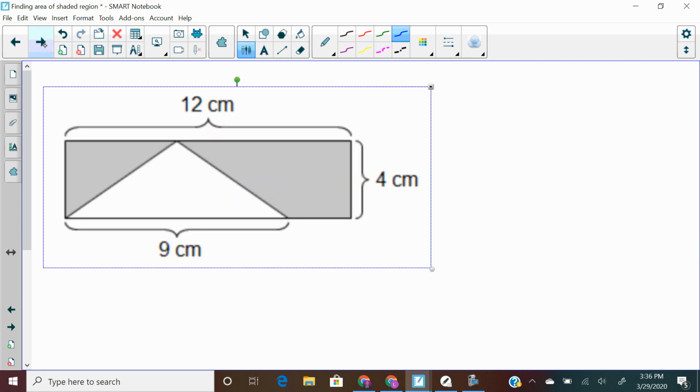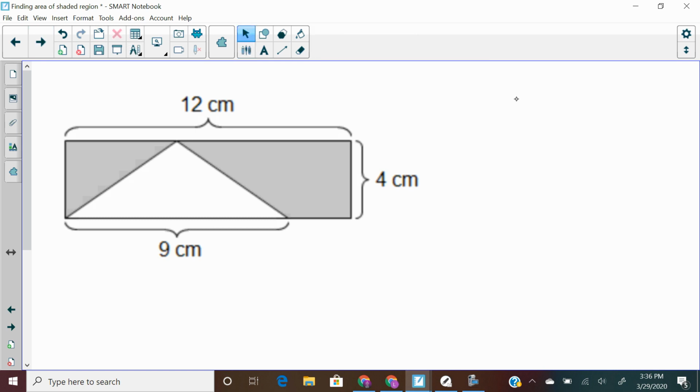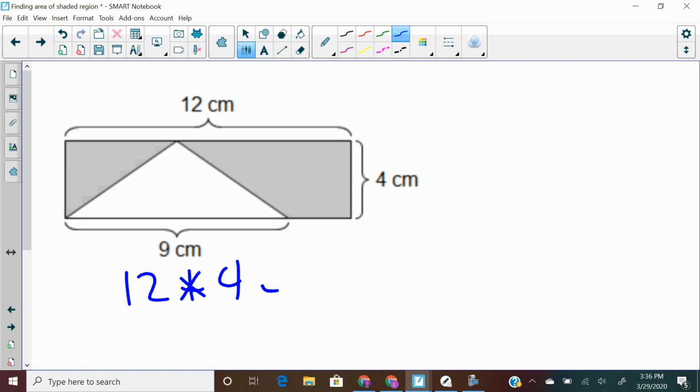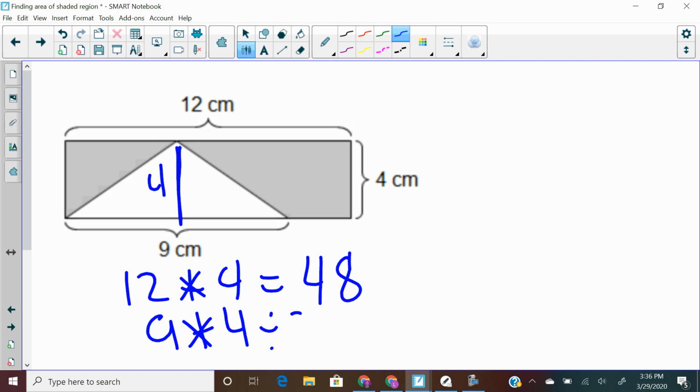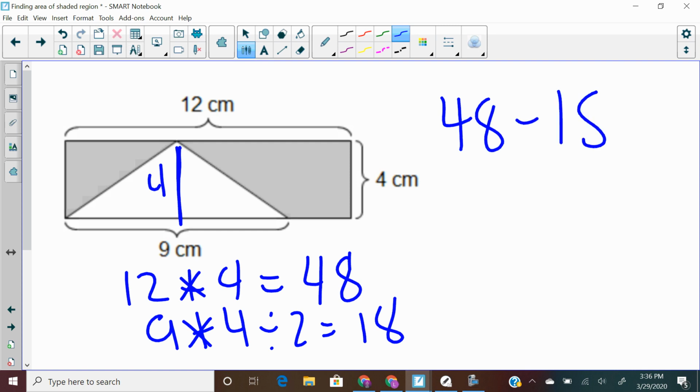Okay, the next example, I have a rectangle with a triangle inside. My outside area is a rectangle. So I'm going to do 12 times 4, which is 48. For my triangle, the height is the same as the height of the rectangle, which is 4. So for the triangle, I'm going to do 9 times 4 divided by 2, which is 18. Then I do 48 minus 18, which gives me 30 centimeters squared.